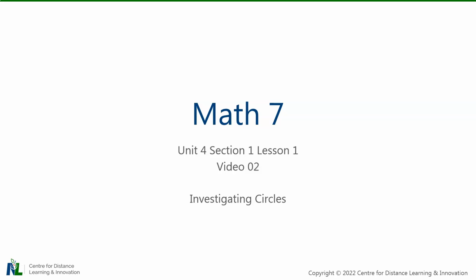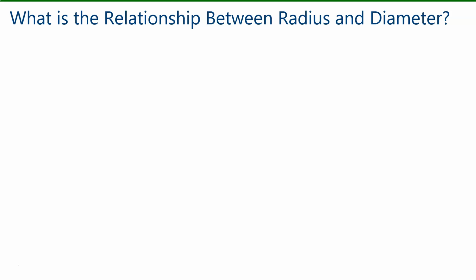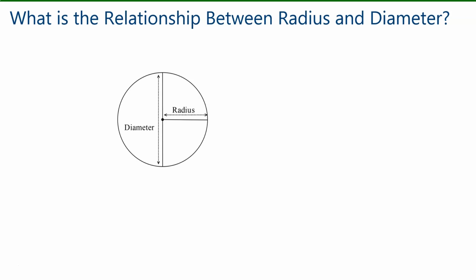Welcome to the second video in the lesson on investigating circles. Here we're going to explore the relationship between radius and diameter. So let's recap. The radius is the distance from the center of a circle to a point on the circle, whereas the diameter is a line connecting 2 points on the circle and passes through the center.